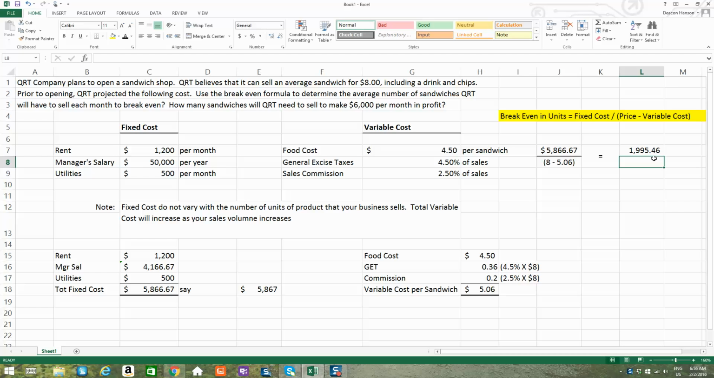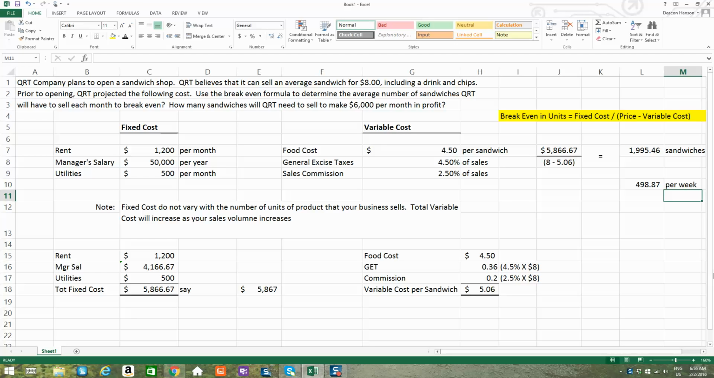So break it down, maybe divide that by 4 weeks, and you've got to sell almost 500 sandwiches per week. Okay, so you kind of have an idea of how many sandwiches you have to be generating. And I would say an operation like Subway probably sells way more than 498 sandwiches per week. But keep in mind, their cost structure is probably different too.